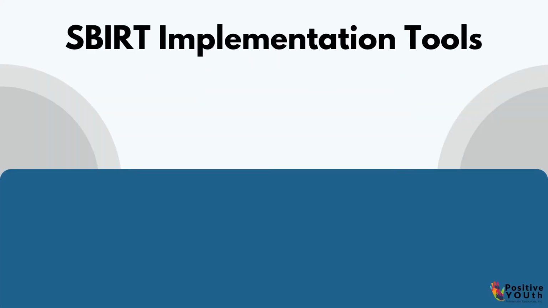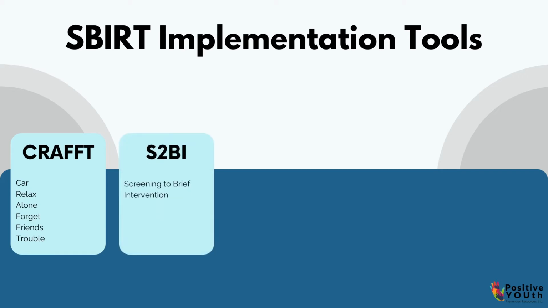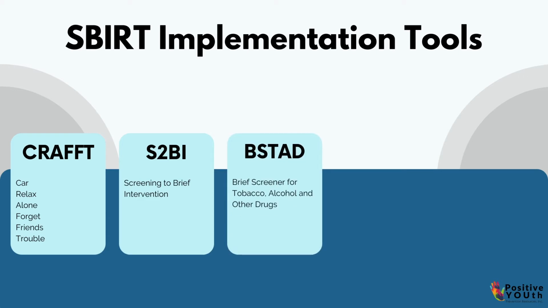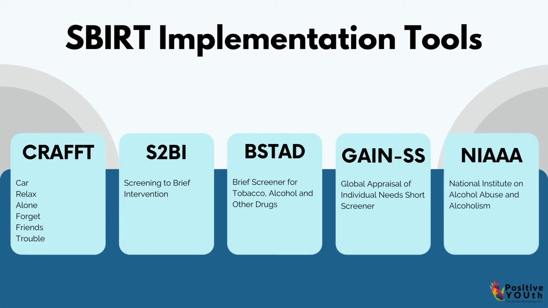Some commonly used tools for implementation of SBIRT for substance use are CRAFT: Car, Relax, Alone, Forget, Friends, and Trouble. S2BI, Screening to Brief Intervention. BSTAD, Brief Screener for Tobacco, Alcohol, and Other Drugs. GAIN-SS, Global Appraisal of Individual Needs, Short Screener. And the NIAAA, National Institute on Alcohol Abuse and Alcoholism.